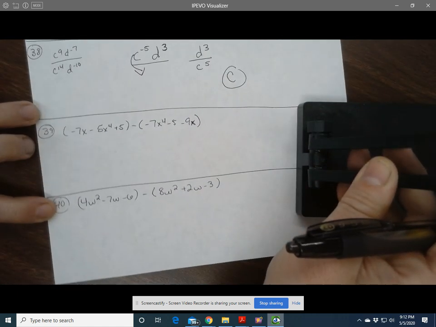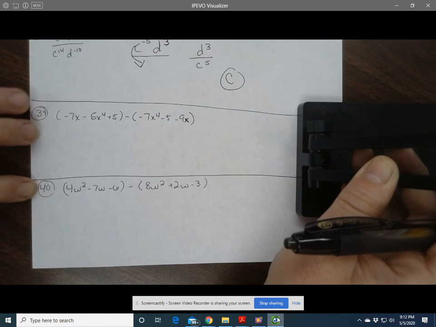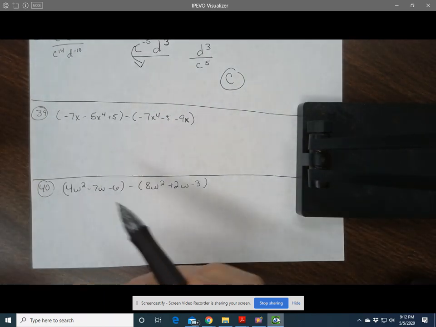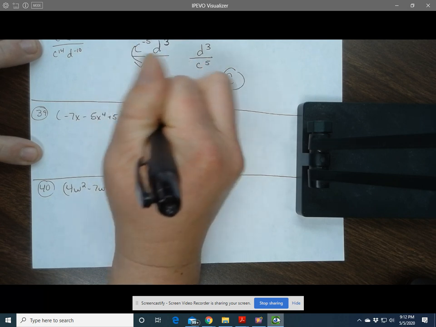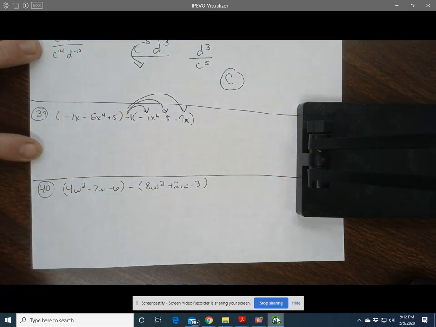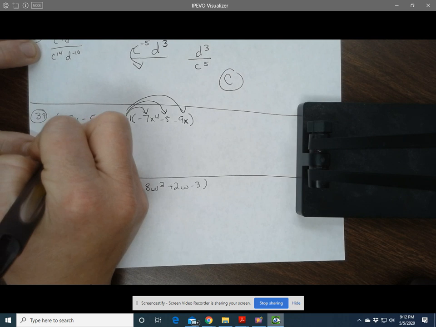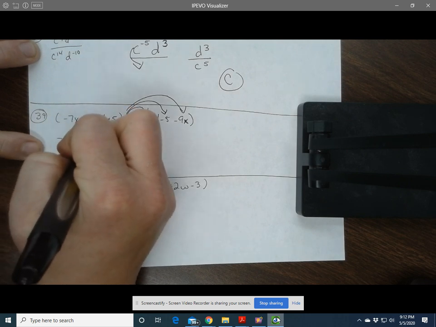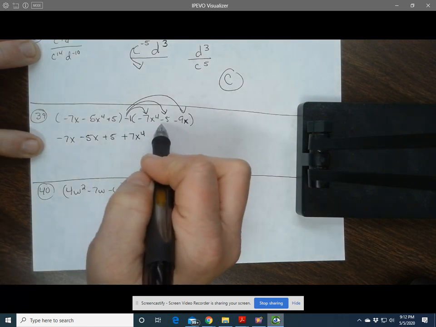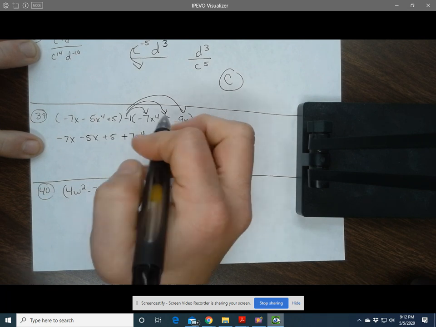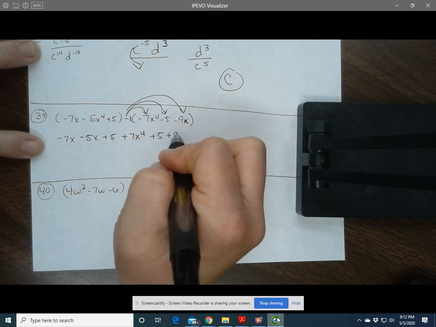All right, on 39. This is just like combining like terms, but I wanted you to see the difference, because you need to think about this as like a -1 out here and it's distributed to all these. And then you're just going to combine like terms. So you have -7x minus 5x to the 4th plus 5. Now this becomes a positive 7x to the 4th. This becomes a positive 5. And that becomes a positive 9x.